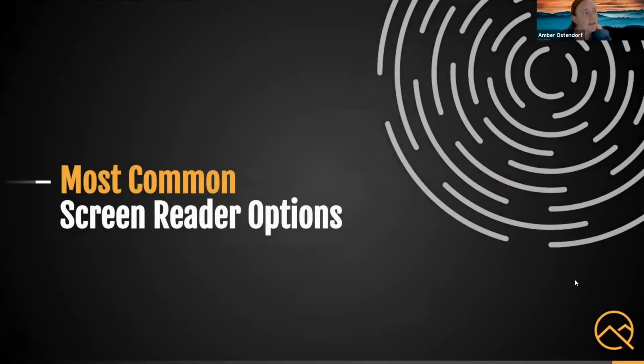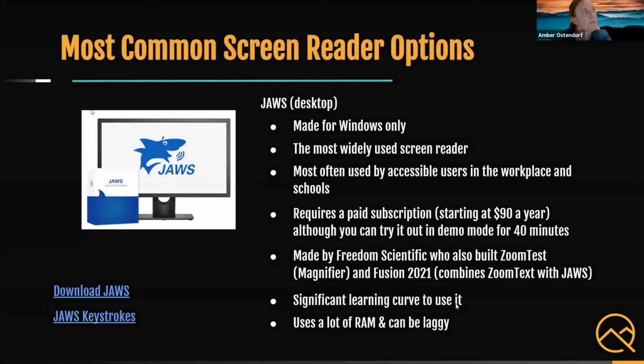I want to talk a little bit about what the most common screen reader options are. The most common screen reader option is JAWS. It is a desktop application made for Windows only. It's most commonly used in the workplace and in schools. It is a paid subscription. It starts at about $90 for an individual and goes up into the thousands. You can try it out in a demo mode for 40 minutes.